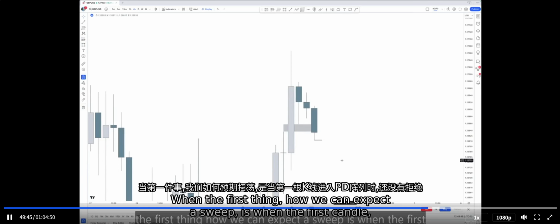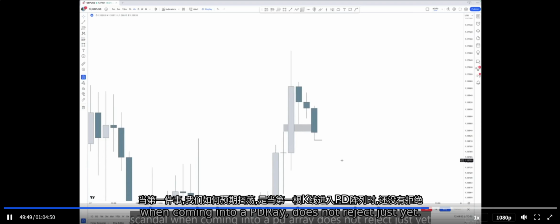So how can we expect a sweep of a previous candle low, a previous candle high? The first thing, how we can expect a sweep, is when the first candle, when coming into a PD array, does not reject just yet. That is when you can expect a previous candle low, previous candle high sweep to then continue higher or continue lower off of that. In this case, of course, continue higher off of that.